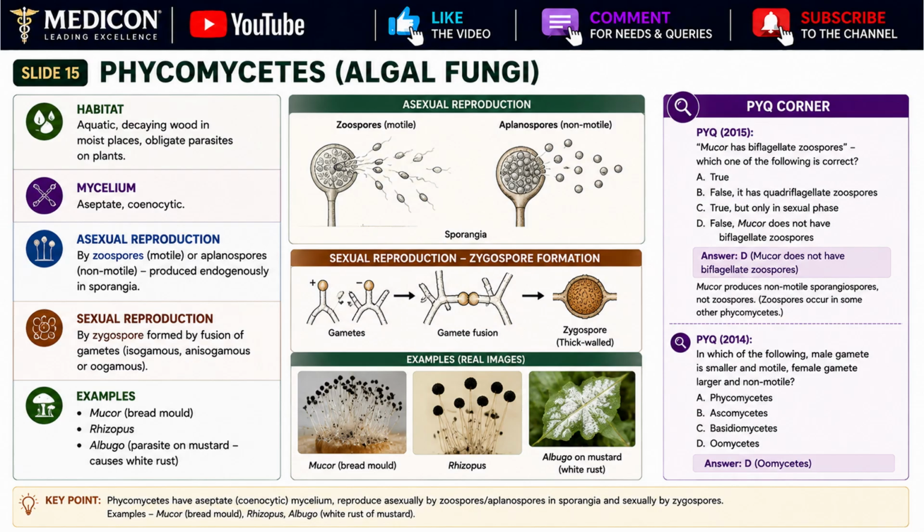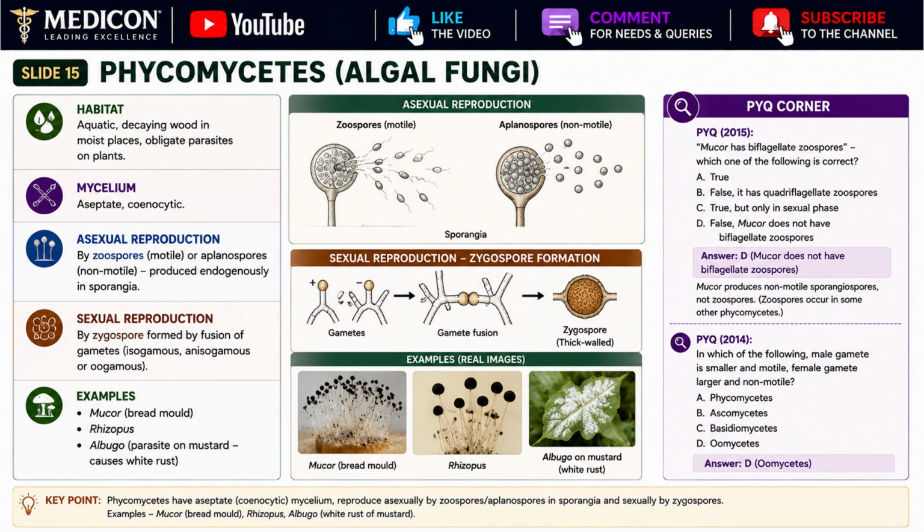You can see in the diagram, in asexual reproduction, the zoospores are motile. They burst out of the sporangia, spread and form their own life, and aplanospores are non-motile. When it comes to zygospore formation, you can see the formation of gametes, then the gametes fuse, and then there is formation of a thick-walled zygospore. When it comes to examples, you have to remember Mucor, Rhizopus, and Albugo on the mustard. Stop the video here and study the previous year question.